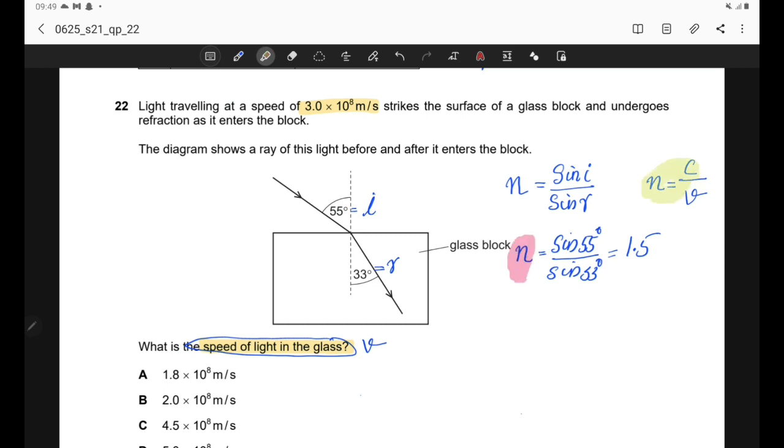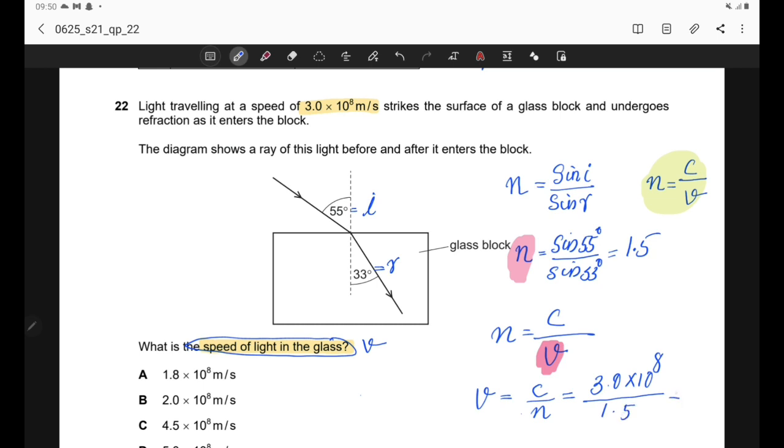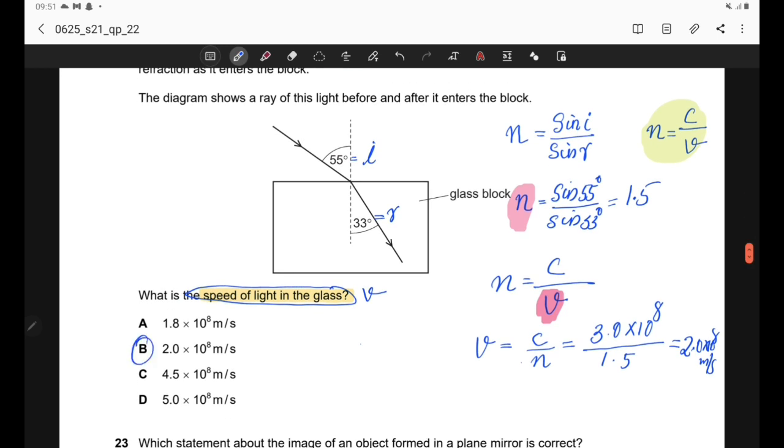After getting this value, we can use the second equation, that is refractive index is the speed of light in vacuum over speed of light in the glass. In this question, we need to calculate the speed of light in the glass. Therefore, we can make the speed of light V as the subject. We will get V is equal to C over refractive index. C is the speed of light, that is 3 times 10 to the power 8, which is given, over refractive index we have calculated, that is 1.5, and the answer is 2 times 10 to the power 8 meter per second. Correct answer is option B.